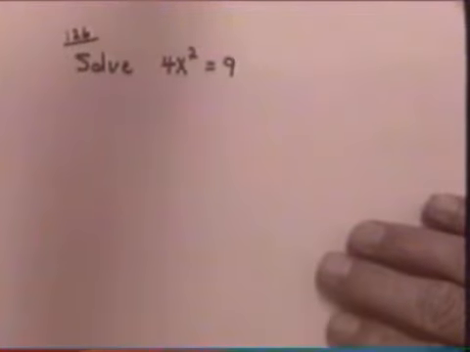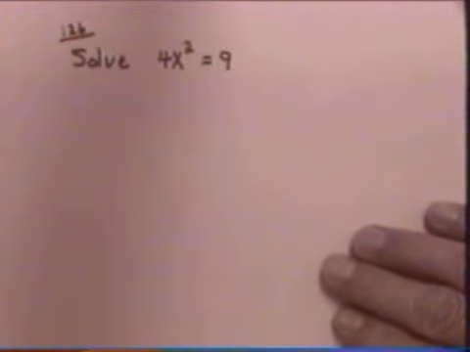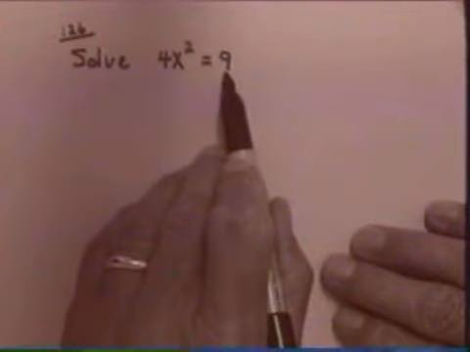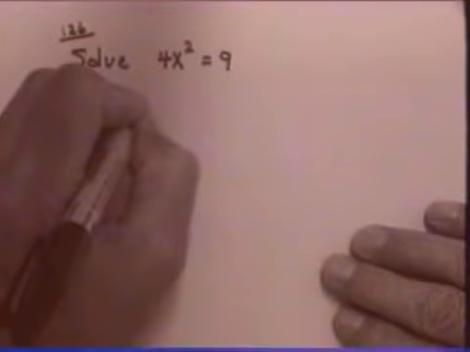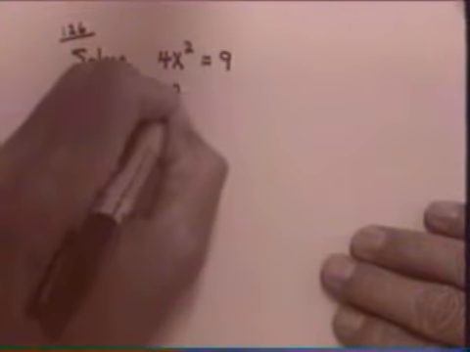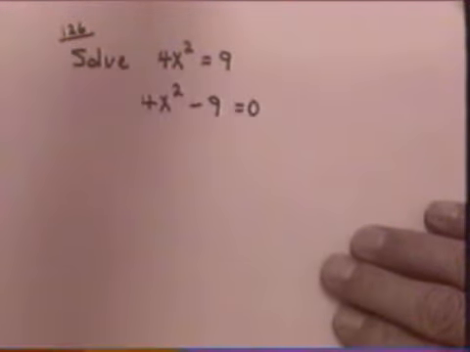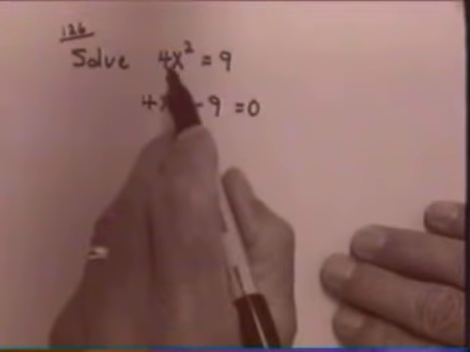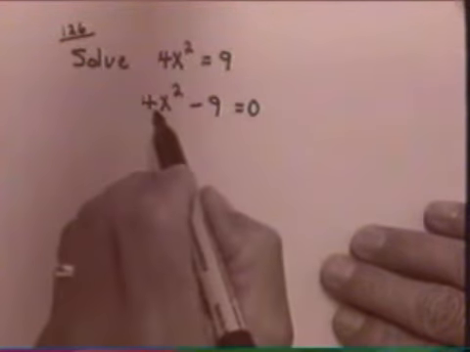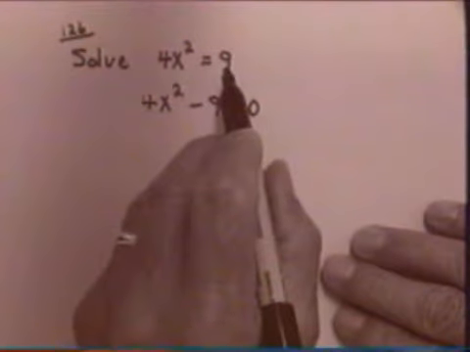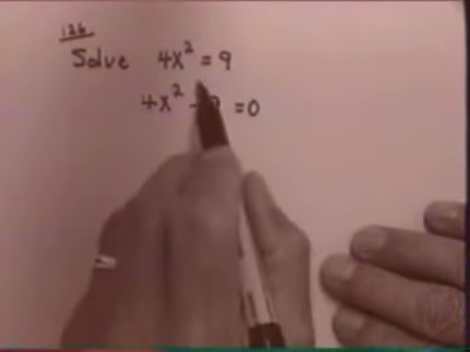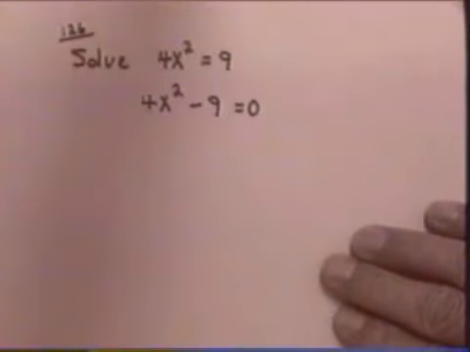Let's look at another one. Let's solve 4x squared is equal to 9. My first step is to put it in standard form. So I need to add a negative 9 to both sides. So we can get 4x squared minus 9 is equal to 0 when I add a negative 9 to both sides. A negative 9 added to 4x squared gives 4x squared minus 9. A negative 9 added to a positive 9 gives 0. So I added a negative 9 to both sides.